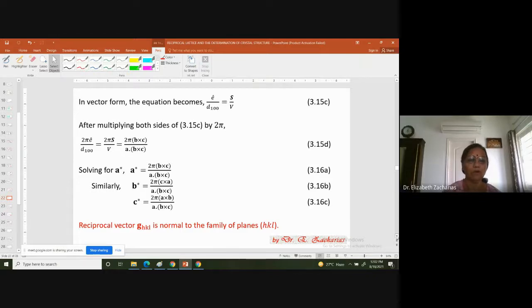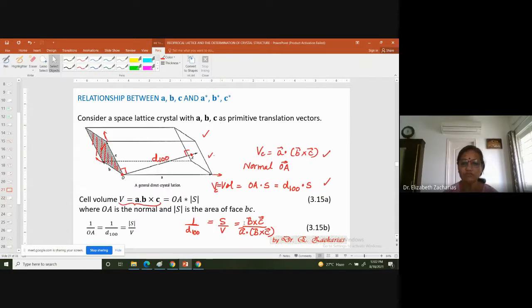Now what we'll do is just multiply both sides of this equation by 2 pi. If I multiply both sides by 2 pi, then I will have a 2 pi here and a 2 pi here. You can see that this right hand side is a vector, so the left hand side should also be a vector.